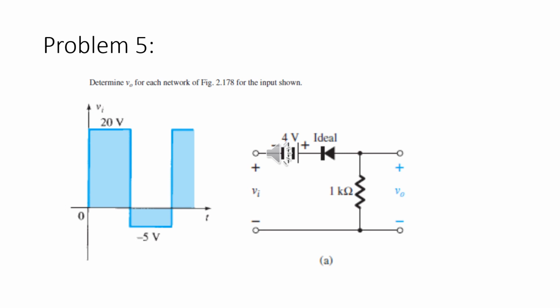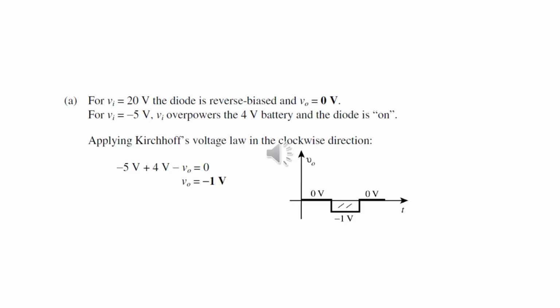The direction of the diode suggests that it will be conducting during the negative cycle. So writing Kirchhoff's voltage law during the negative cycle, we have minus 5 volts plus 4 minus V naught equals 0, or V naught equals minus 1 volt. So you can see during the positive cycle we have 0 volts, and during the negative cycle we have minus 1 volt, because the diode is already reverse biased by 4 volts.